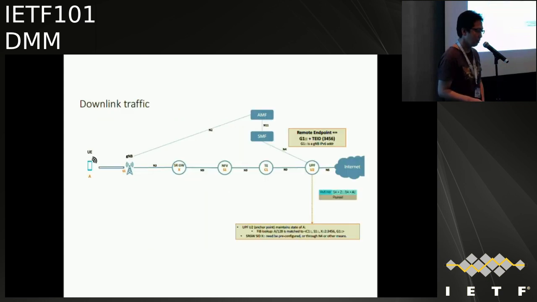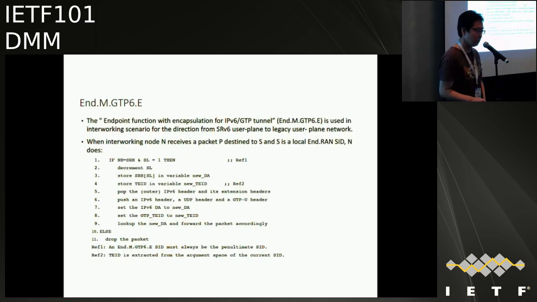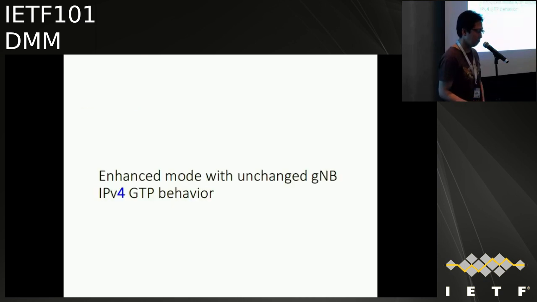And the downlink traffic diagram here. Packet flow, you can see that. And the N3 interface keeps as it is right now. We introduce the new End function on the downlink side. It's named End.M.GTP6.E encapsulation, from the SRv6 direction to the GTP direction. So this is almost the same as the previous version that covers the IPv4 GTP case.